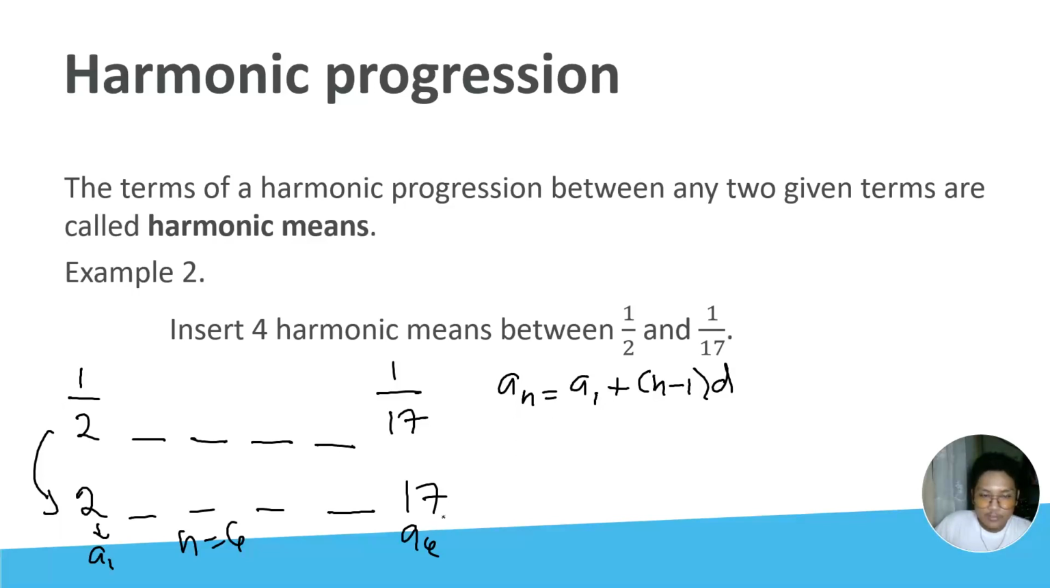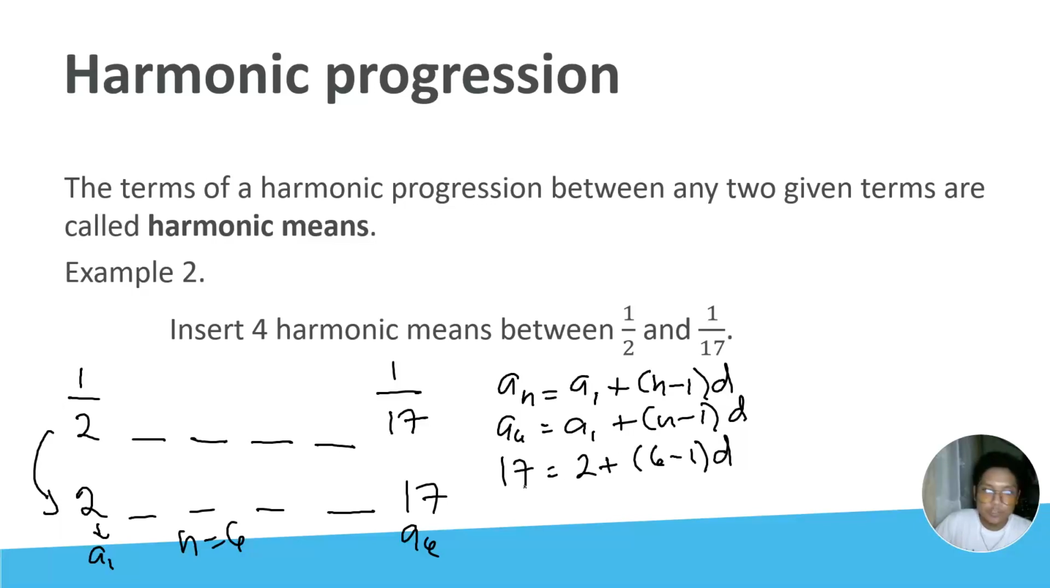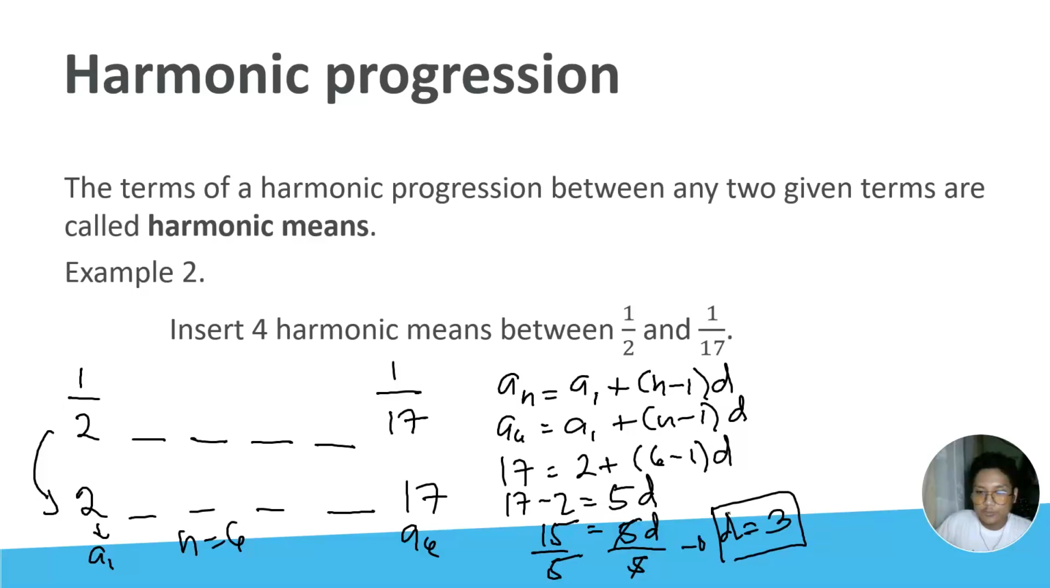So, ang nth term natin is yung pang 6, a sub 6. Rewrite ko lang. A sub 6 is 17. A sub 1 is 2 plus n minus 1, or n is 6 minus 1, times d. Mahanap natin yung d. 17 minus 2 equals 5d. 15 equals 5d, divide both sides by 5. Ang common difference mo pala ay equals to 3.